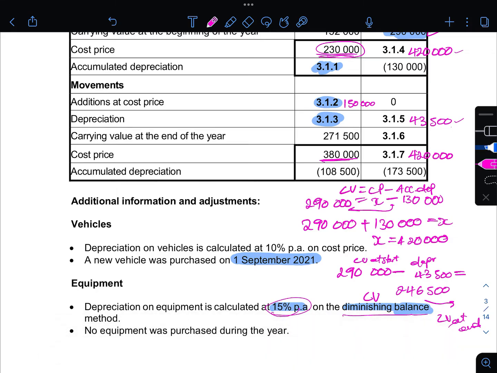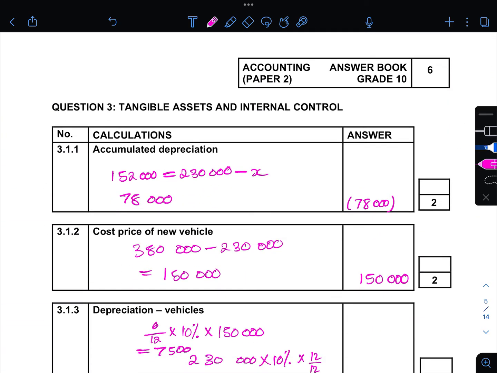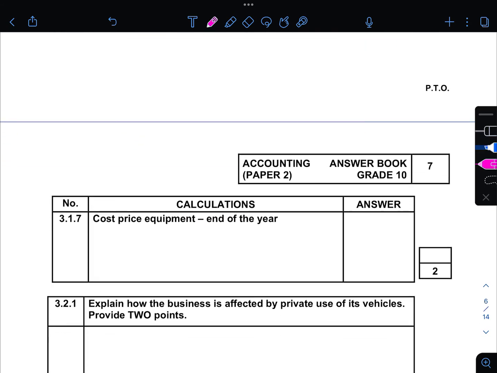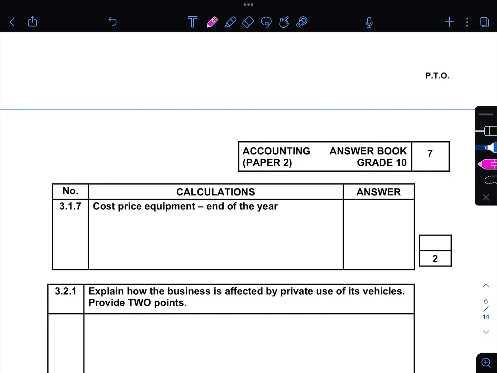Okay, so let's take our calculation there. So it's 290 minus 43,500, which will give you 246,500. So it's 246,500. Okay, so now we're saying cost price of the equipment at the end of the year.